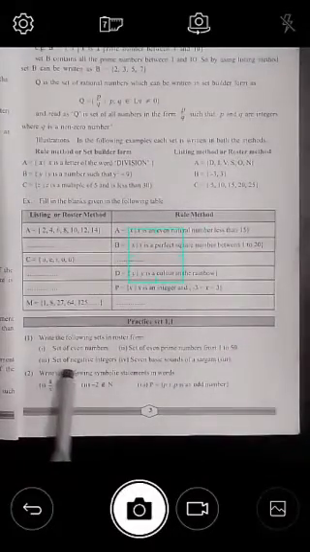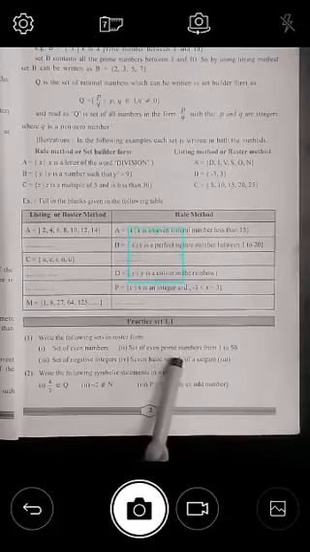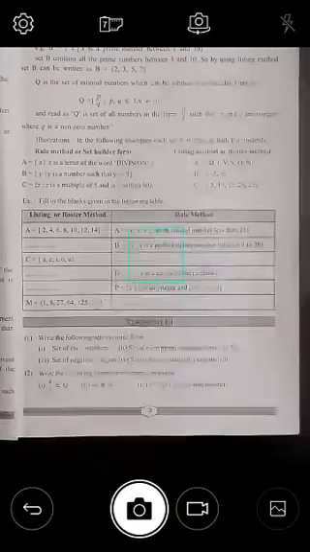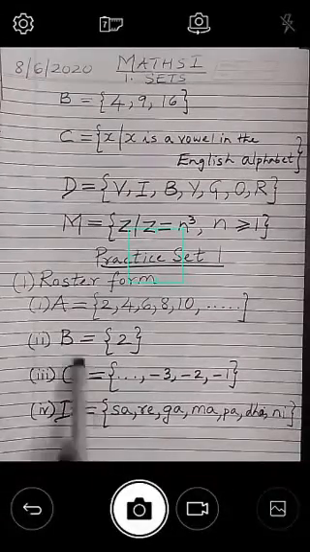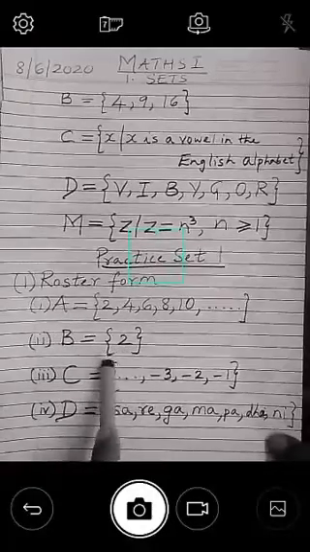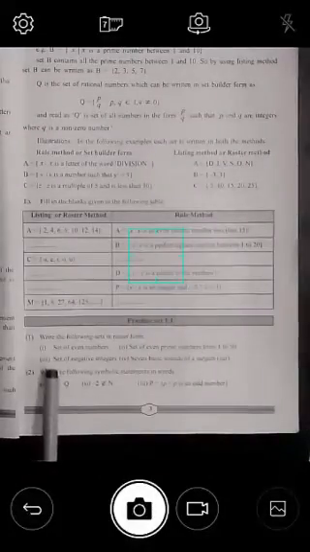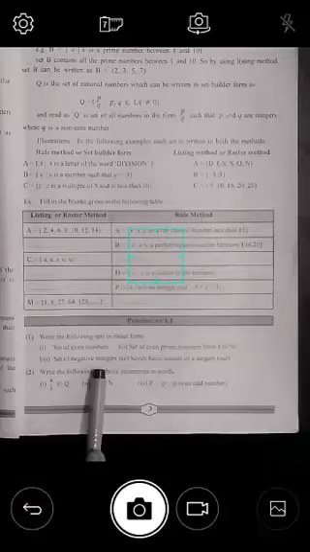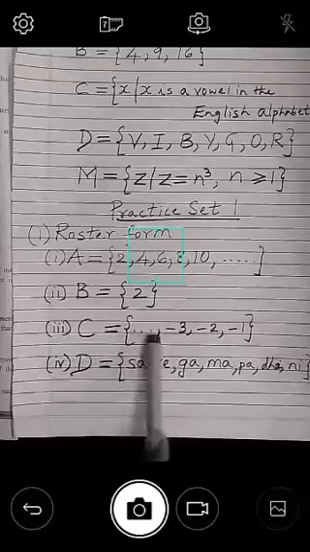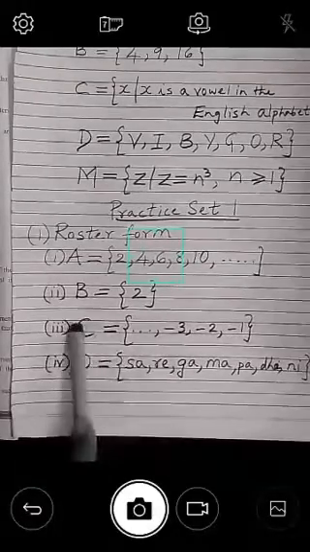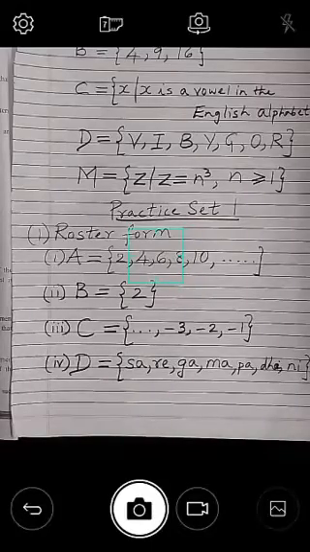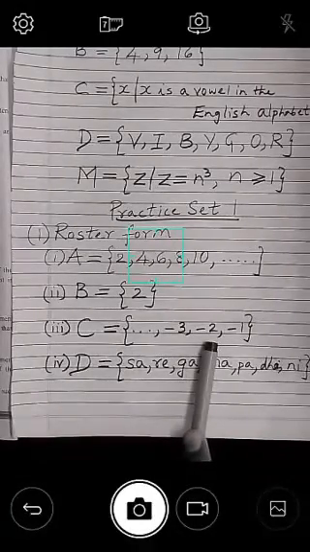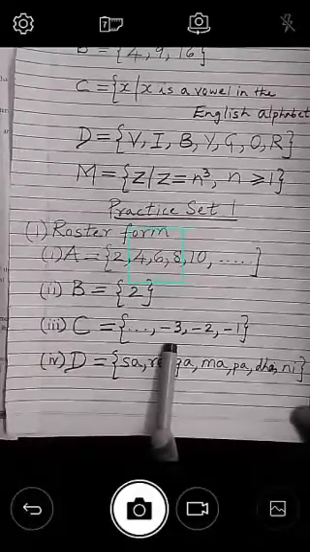The second one is set of even prime numbers from 1 to 50. So we'll have to write only the even prime number. We know there is only one even prime number, that is 2. So we'll write B is equal to 2 within curly brackets. Then third, set of negative integers. So we will write it as C is equal to -3, -2, -1, etc. So we'll write it in this way because they said negative integers.